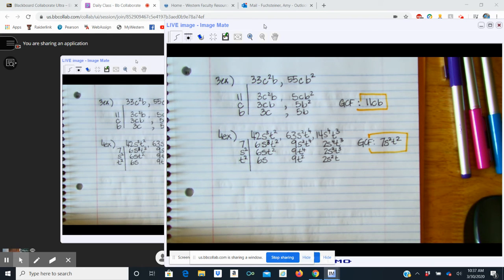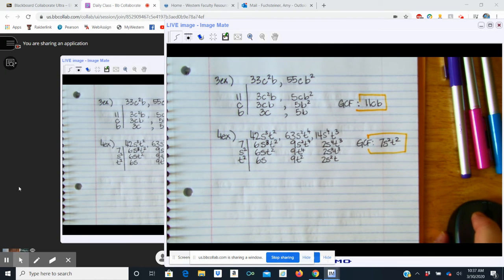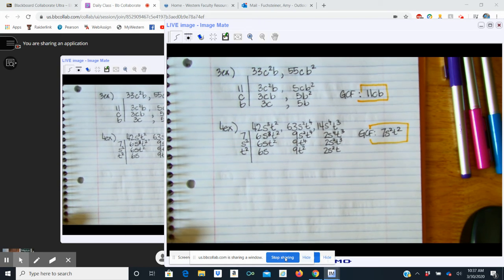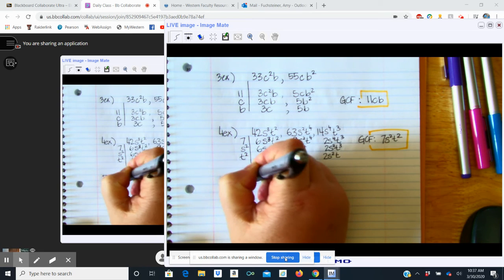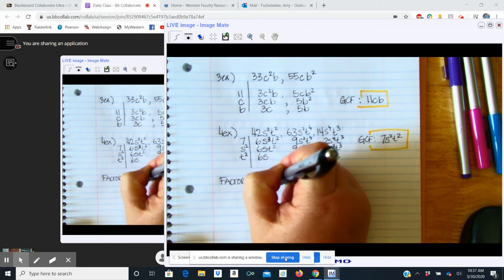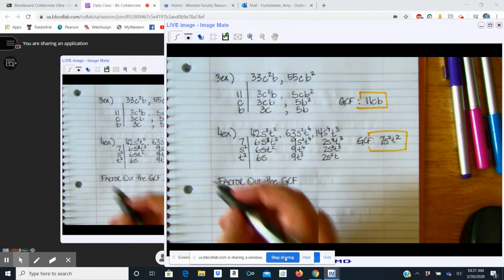Are we all good on those four examples? Okay, excellent. Then we're going to use those to factor out the greatest common factor from several problems.